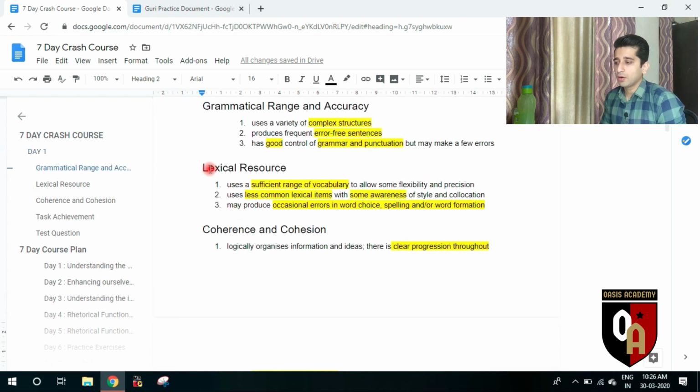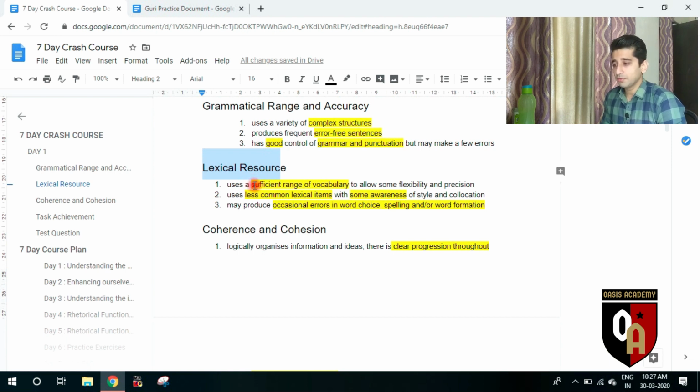Now let's talk about lexical resource. This is something that students really get confused about. They really think that lexical resource is more about adding new words or words which are less common. It is true to some extent, but not entirely. So let's read the description and find out what it's trying to say over here. There are also 3 pointers over here.